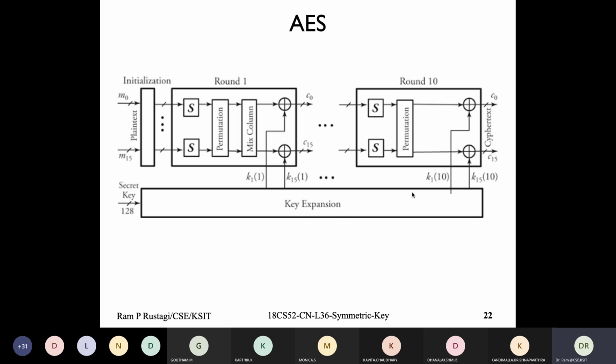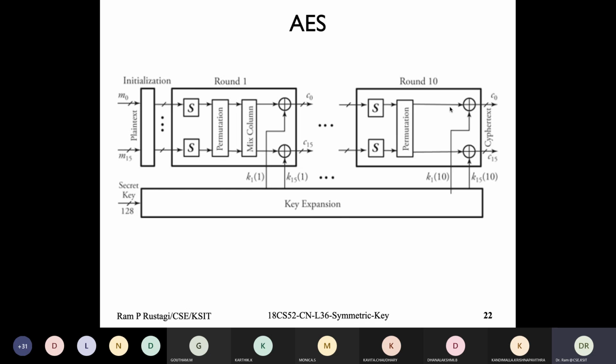The diagram is from the book, and that is how your AES algorithm works. A given plain text is divided into 16 blocks, M0 to M15, assuming your data is 128 bits. So you basically have 16 bytes of 8 bits each. That gives you 16 blocks. So given text to convert into 16 blocks, do an initialization with permutation, and then repeat these rounds.